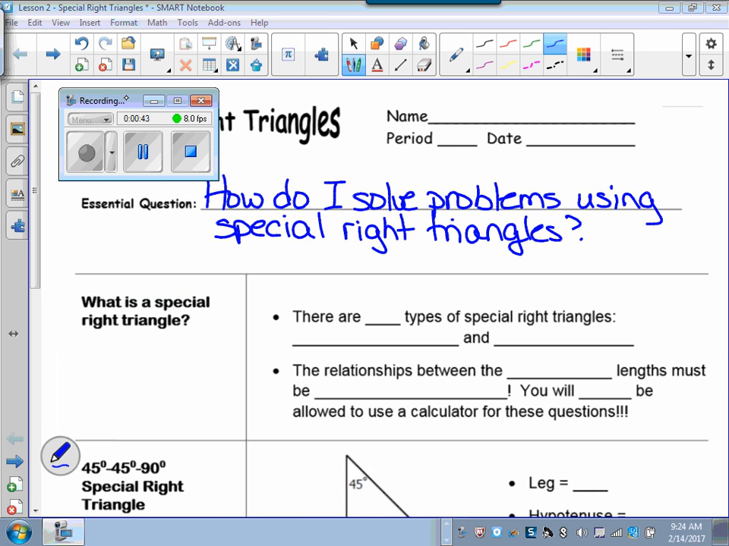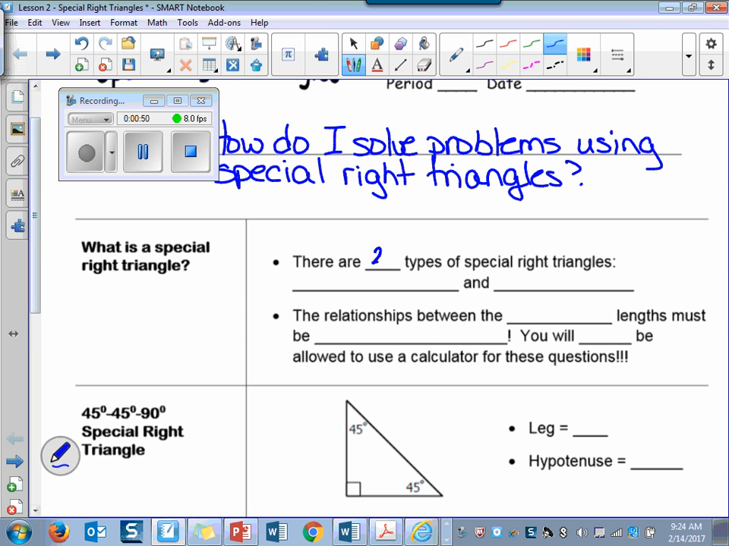All right. So what is a special right triangle? There are two types of special right triangles. We have what we call the 45, 45, 90 and the 30, 60, 90. Now these names refer to the angle measures in the triangle. So the first one is isosceles and the second one is not. Some interesting side relationships there. The relationships between these side lengths must be memorized.